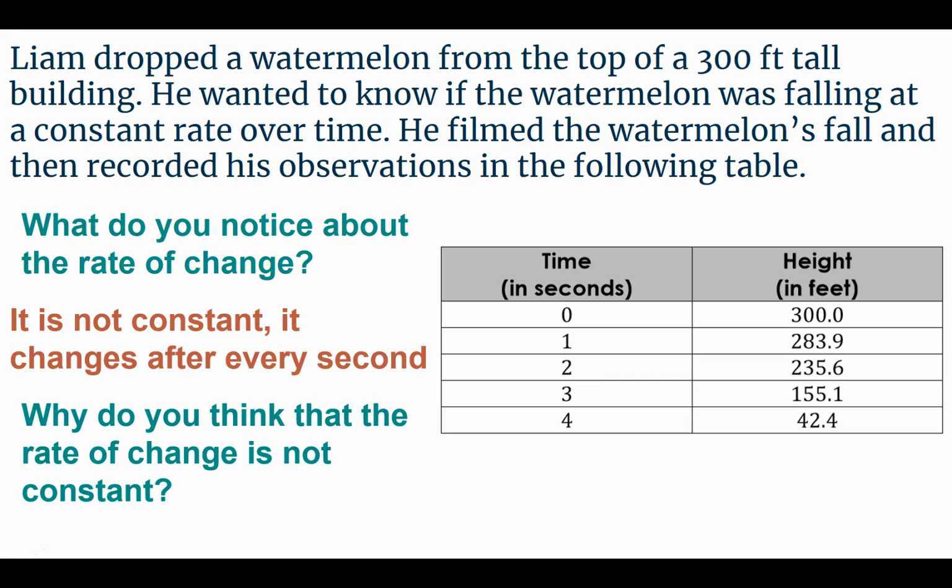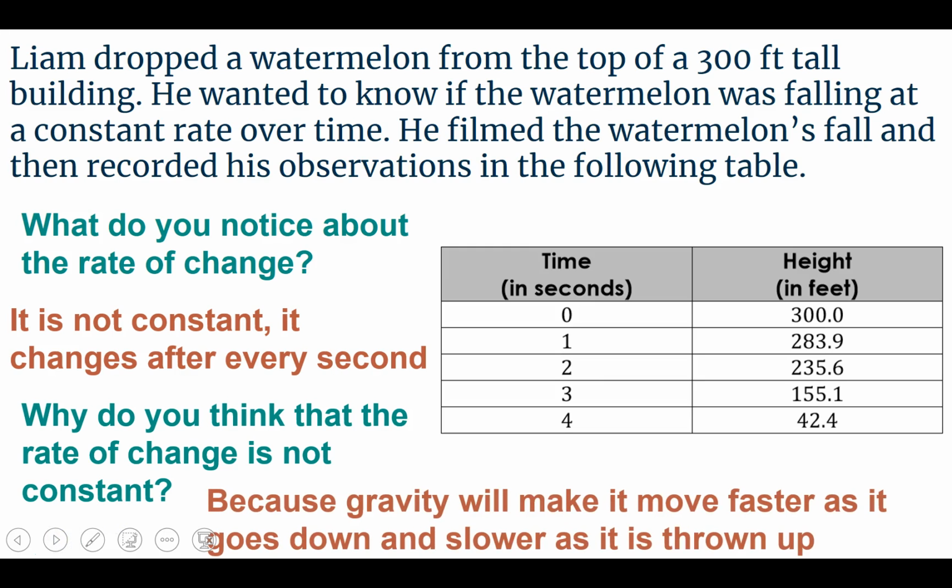All right, so you would think dropping a watermelon would be a straight line, but it's not. Why do you think it's not linear? It's actually getting faster, right, as it's getting closer to the ground? What do you think is making that happen? Gravity. Yes. Science. Gravity makes things move faster as they come down to the ground. And if we threw it up in the air, it would move slower as it went up, right? So because gravity is a real thing, it's going to affect what we're doing.